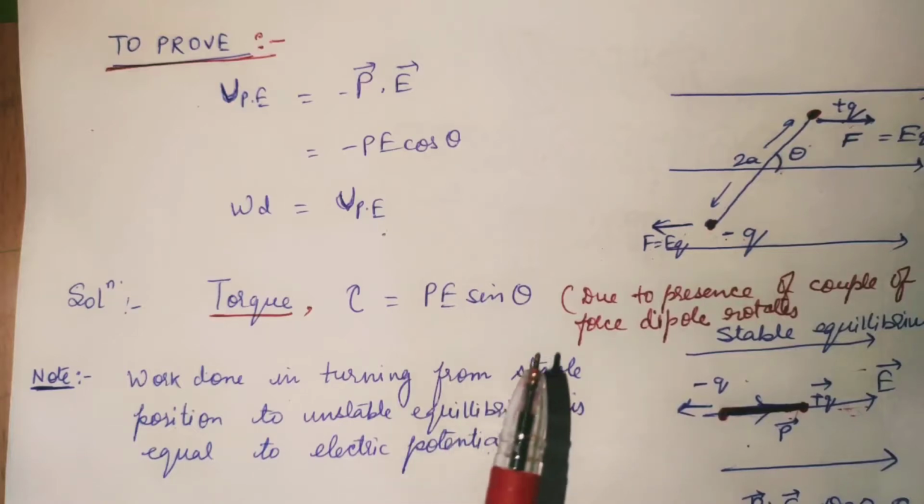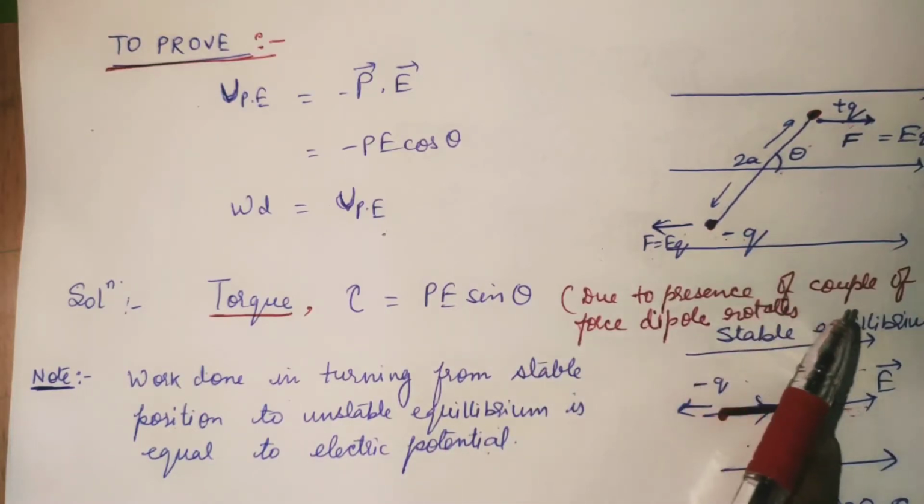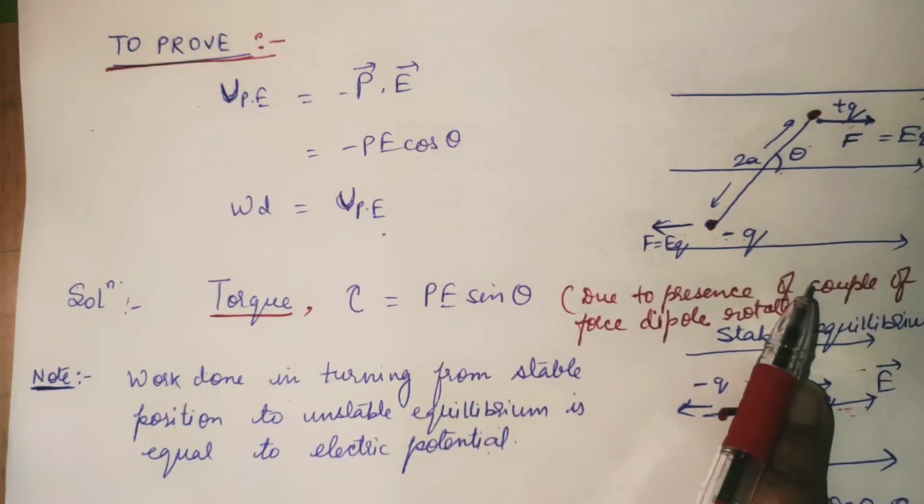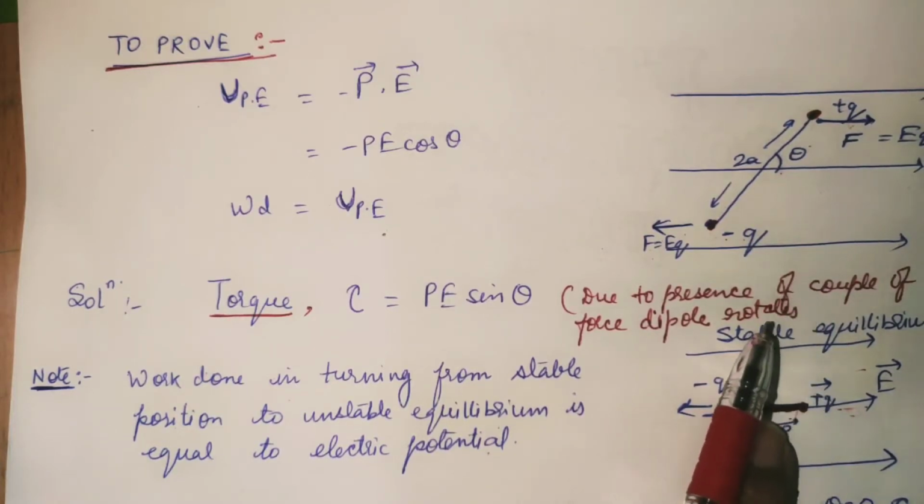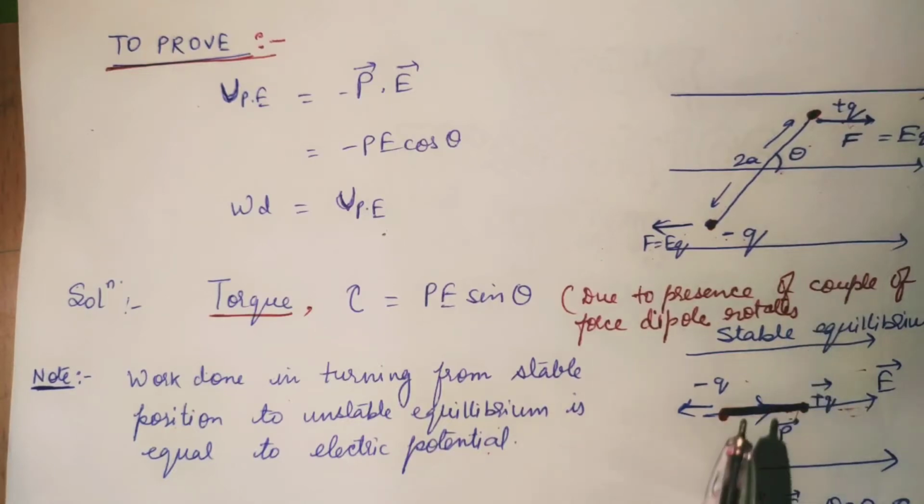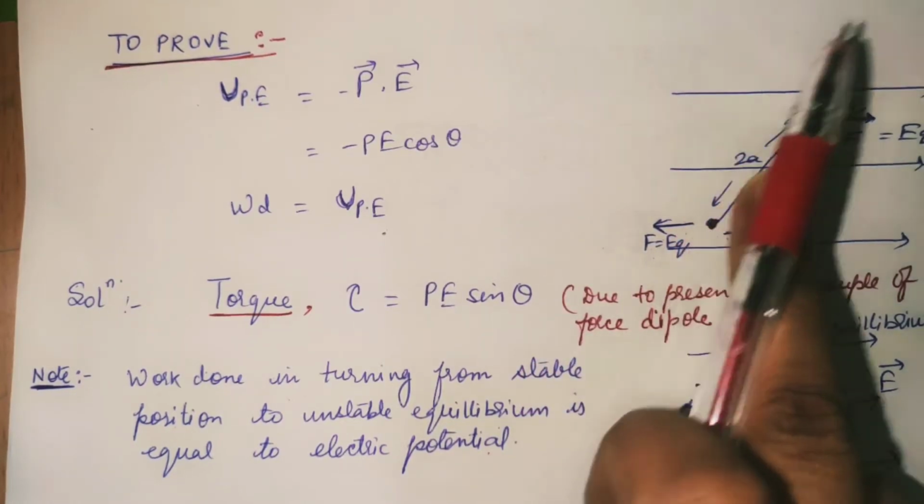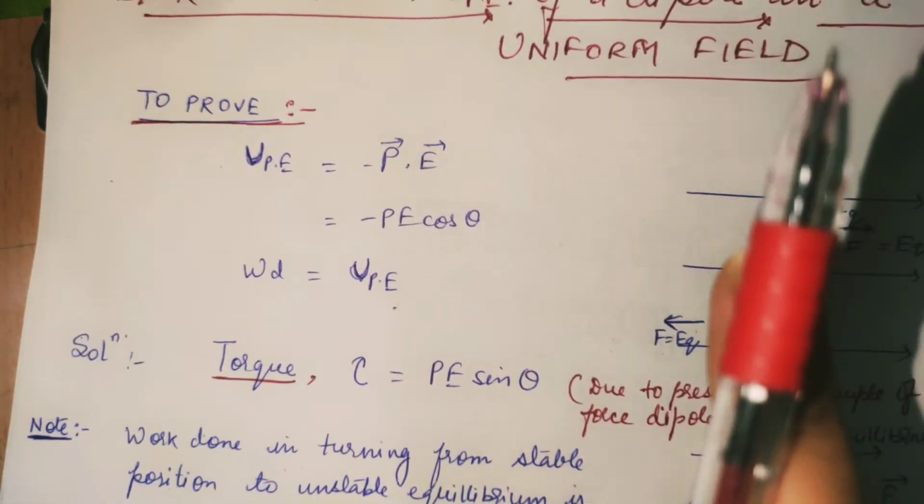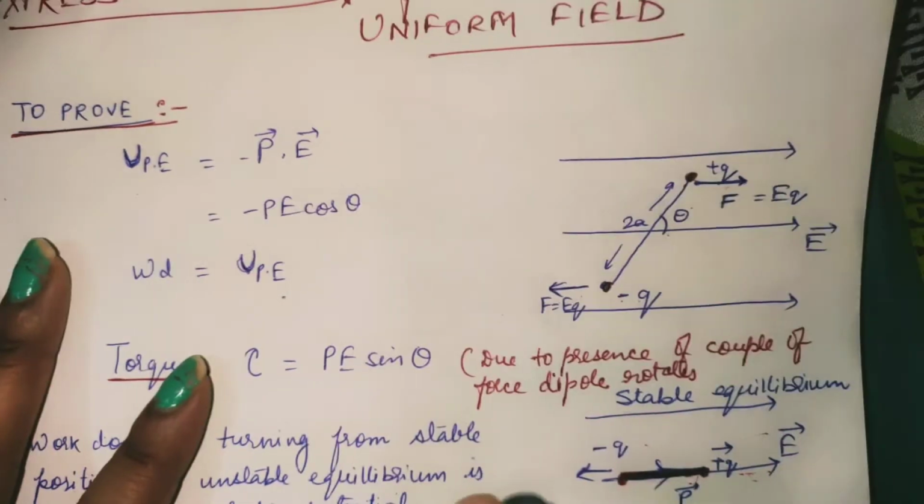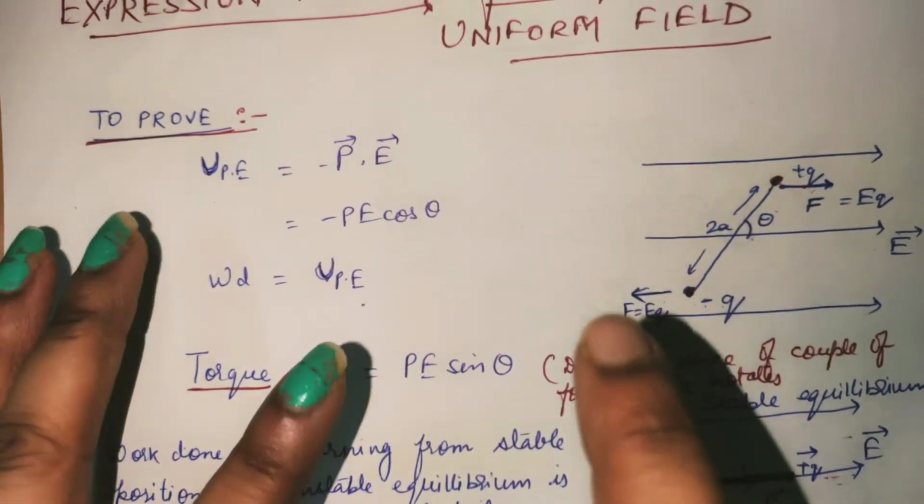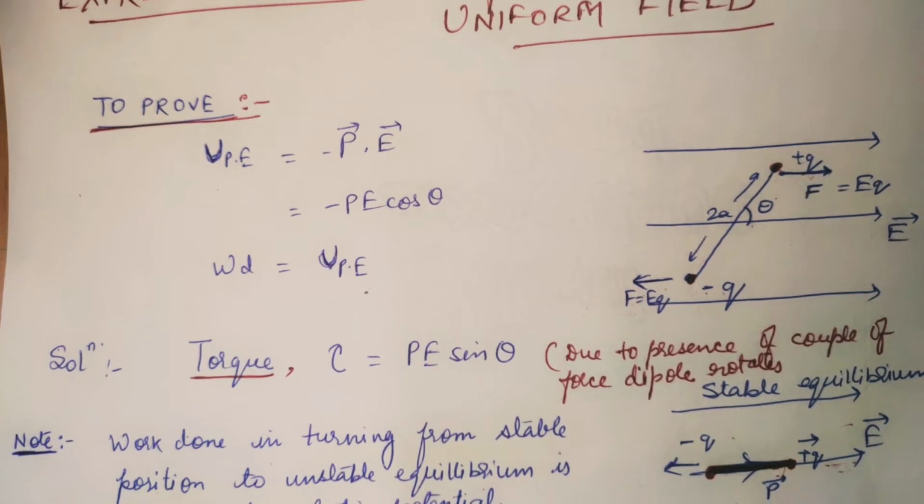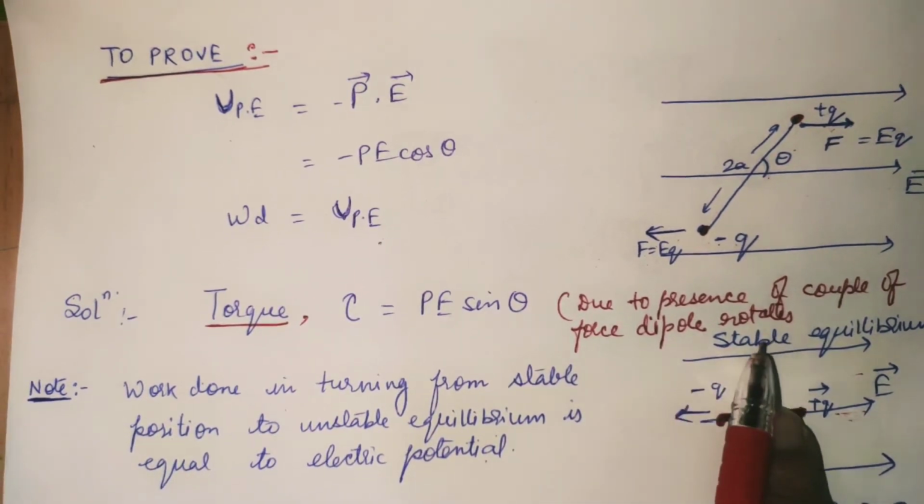This is a very important concept. ये डाइपोल ऑलरेडी स्टेबल इक्विलिब्रियम में था, जब हम इसे थोड़ा सा रोटेट करेंगे तो ये अनस्टेबल इक्विलिब्रियम में आ जाएगा, क्योंकि रोटेट करते उसके ऊपर दो फोर्स एक्ट करने लगेंगे और वो ऐसे ऑसिलेशन करने लगेगा, ये डाइपोल ऑसिलेट करने लगेगा. सो उसमें इलेक्ट्रिक पोटेंशियल जनरेट हो जाएगा.